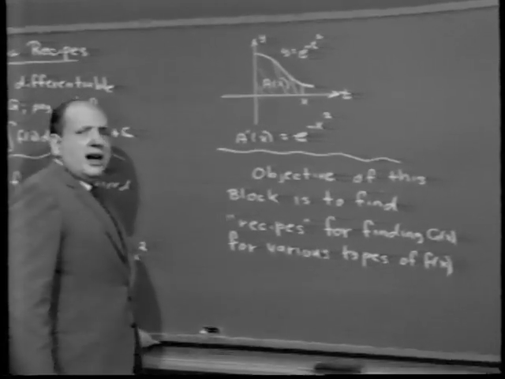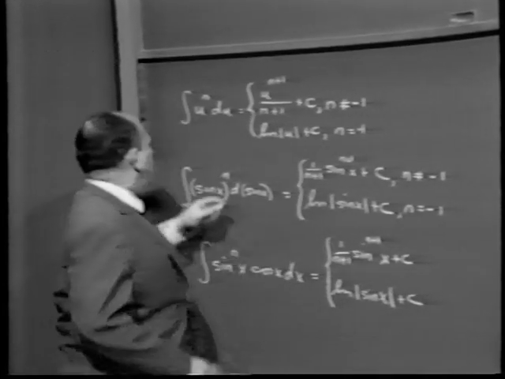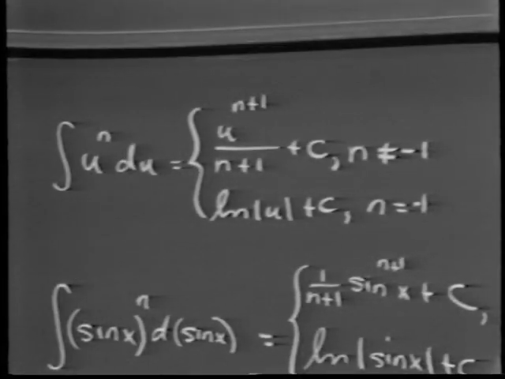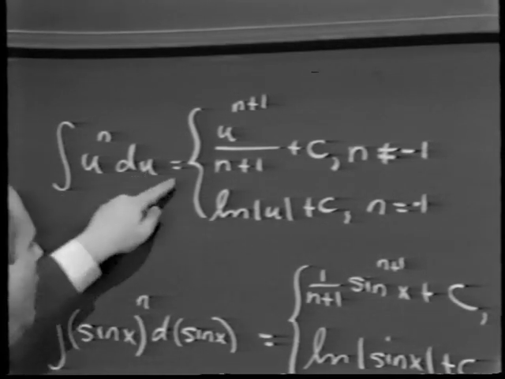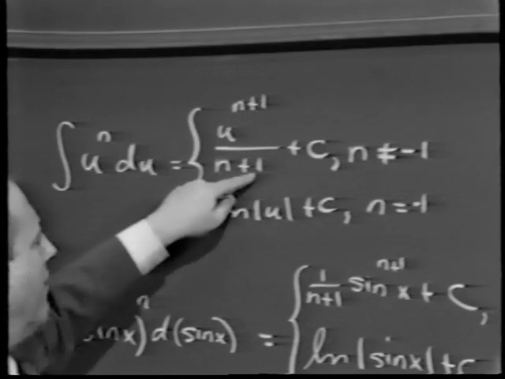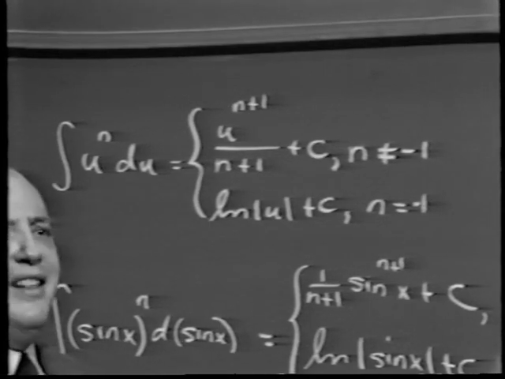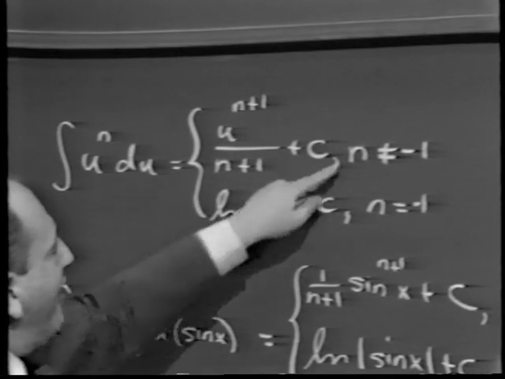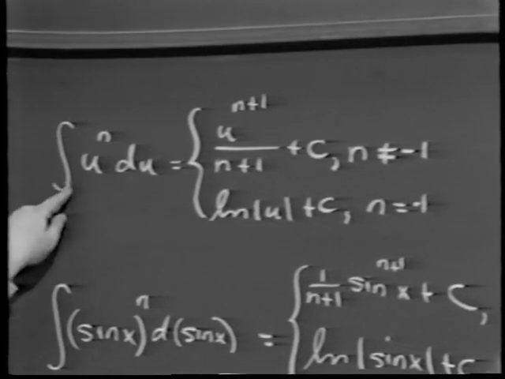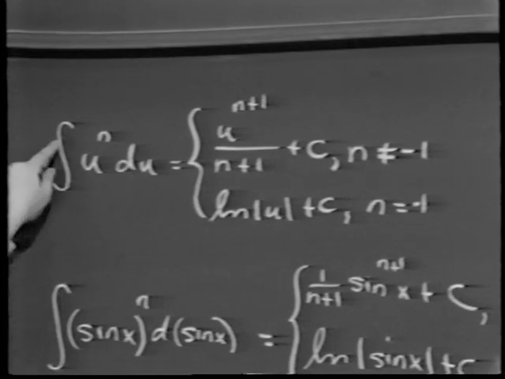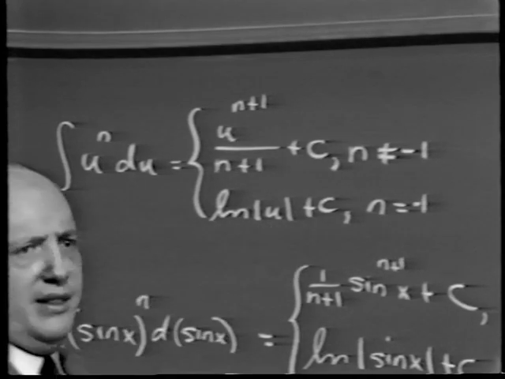For example, the first class of functions which we could handle were things of the form integral u to the n du. Recall that very early in our course, we found out that the integral of u to the n du was u to the n plus 1 over n plus 1 plus a constant if n was unequal to minus 1. And then in our last block of material, we learned to handle the case where n was equal to minus 1, namely integral u to the minus 1 du, namely integral du over u, is natural log absolute value of u plus a constant.